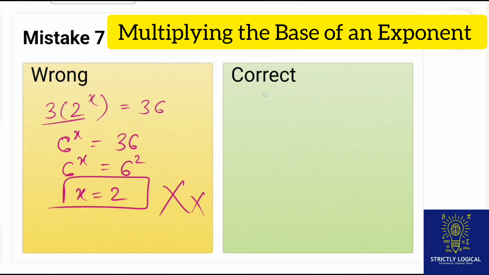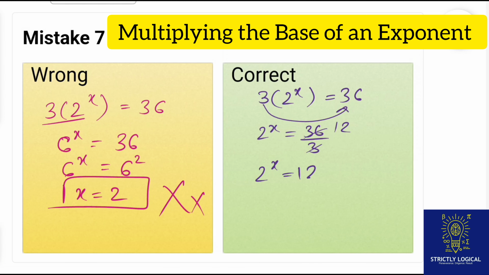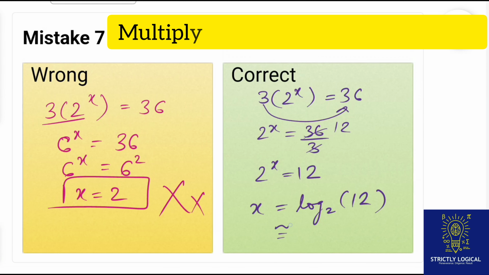The correct solution would be 3 into 2^x equals 36. Here you first have to take that 3 to the other side. It will get divided into 36, which will give us 2^x equals 12. So x equals log base 2 of 12. Obviously you will get an approximate value.